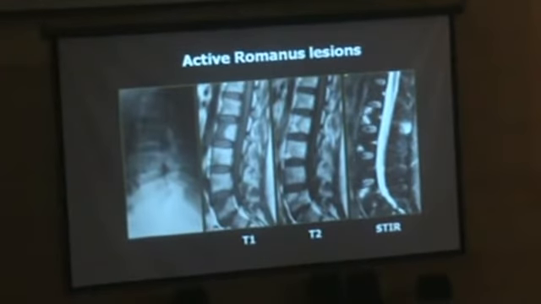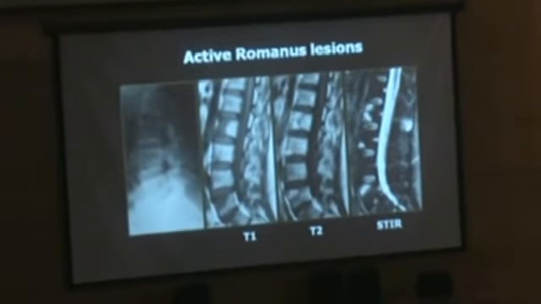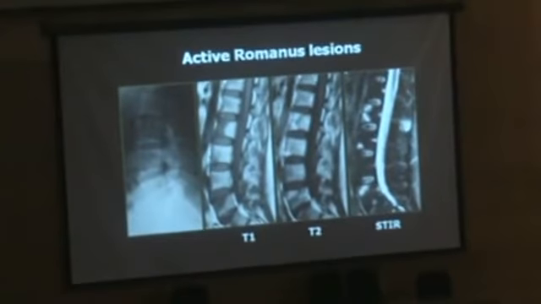But when we see the MRI, T1 and T2 sequences, we see those areas of low signal intensity on T1 and high signal intensity on T2 and STIR, indicating inflammation in the anterior corners of the vertebral body. So these are active Romanus lesions. We have inflammation going on in the spine.